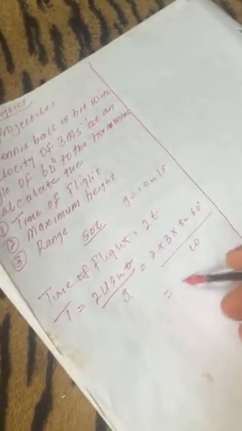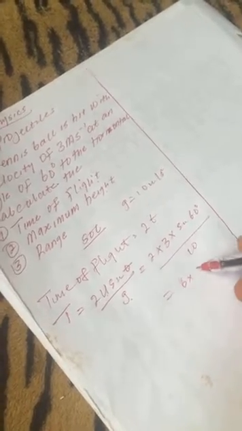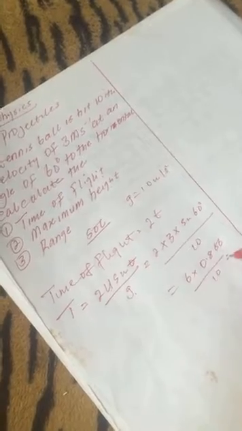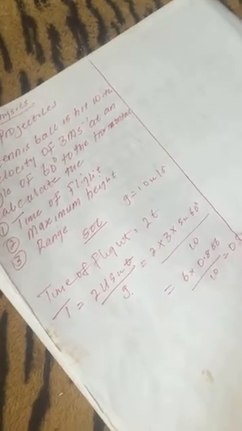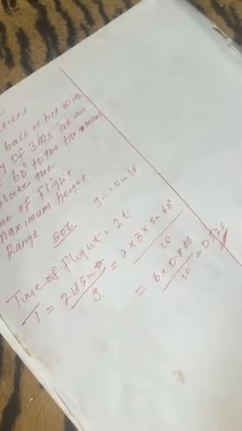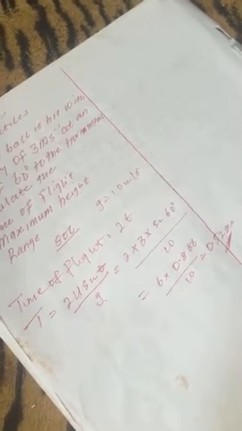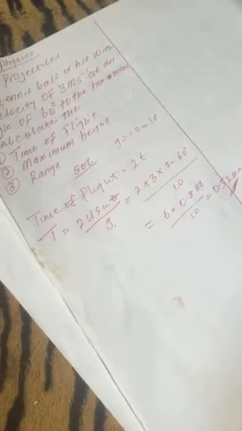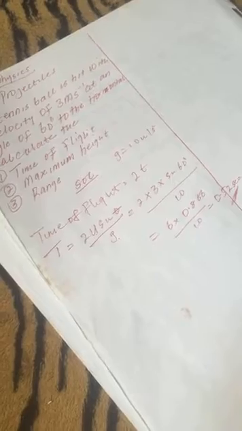So if we do that, we're going to have 6 times sine 60 degrees, which is 0.866, divided by 10. And if we solve that, our answer is going to be 0.52 seconds. So this is the value for the time of flight, the time it takes the body to get to the maximum height and return back.